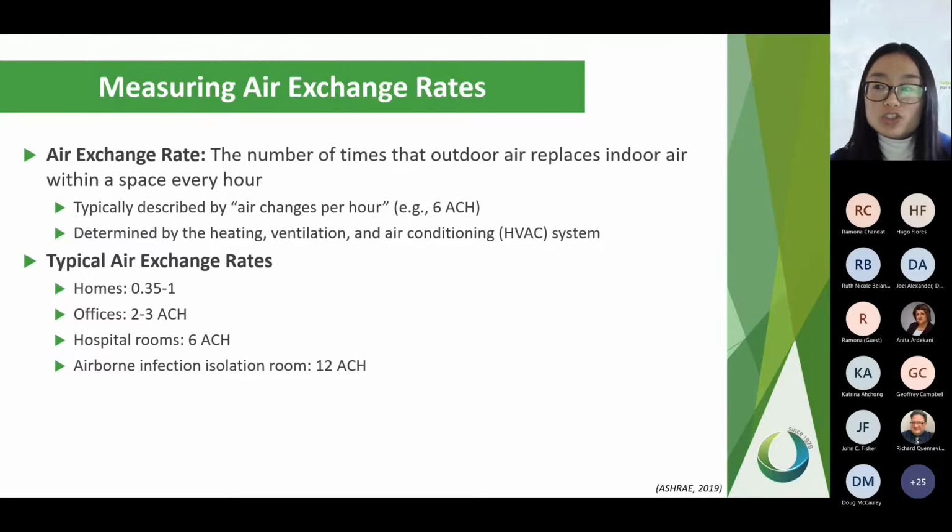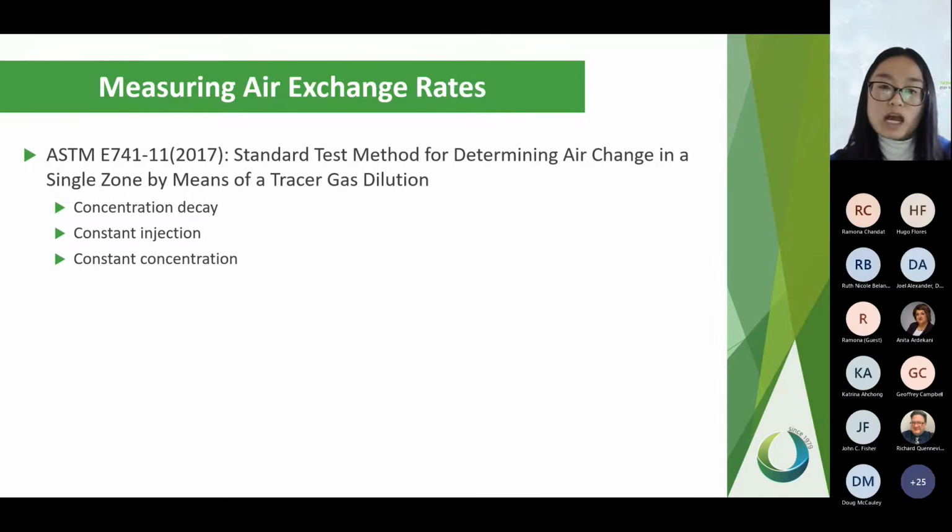And so when we do tracer gas testing, essentially what we're doing is measuring the air exchange rate, which is the number of times that outdoor air replaces indoor air within a space every hour. So if we have 6 air changes per hour, it means the indoor air is being replaced 6 times every hour. And here are typical air exchange rates in different settings. And we use the standard ASTM E741-11 in our tracer gas testing.